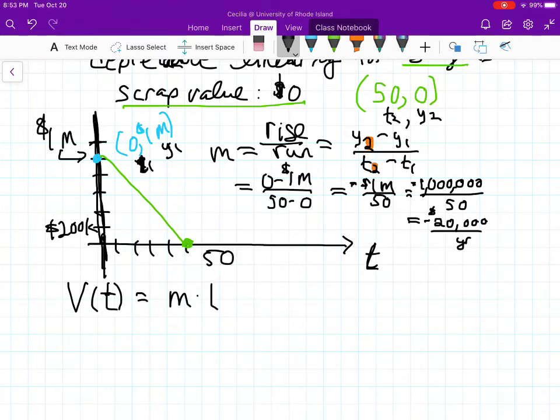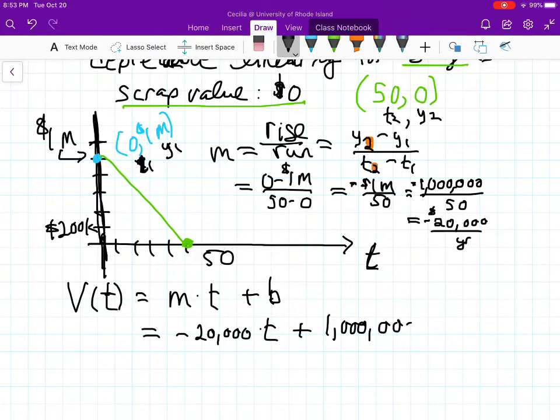Let's go ahead and start writing it out, though, as mt plus b, so we're really clear what we're doing. We're just writing the equation of a line here, and we're just going to put in the slope, and the slope of that line is minus 20,000 times the independent variable here, which is time. So we'll put a t, and then we need to get the y-intercept, which we see right off of our little sketch. It's $1 million at time t equals 0. So now we have that function, and then we can answer questions about it.